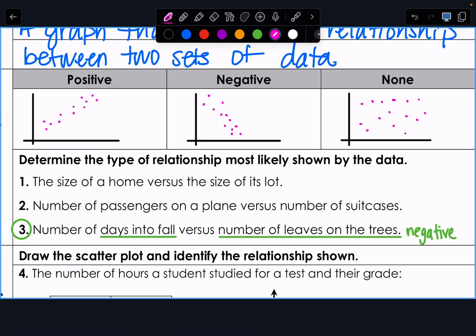The number of passengers on a plane versus the number of suitcases. So as the number of passengers increase, what is going to be true about our suitcases? They also increase. So we're going to have a positive relationship.